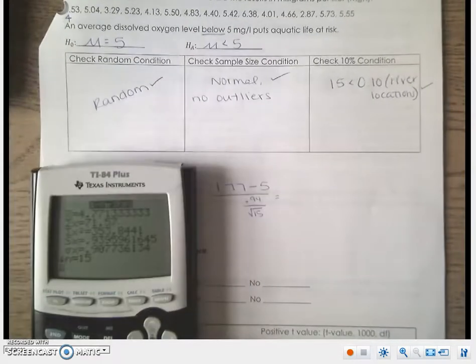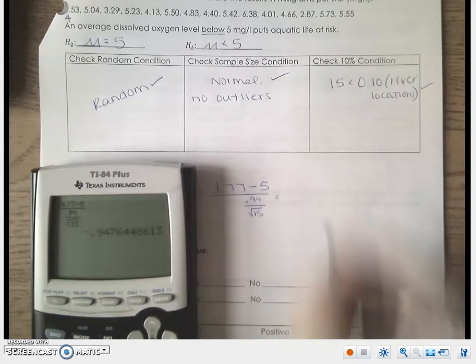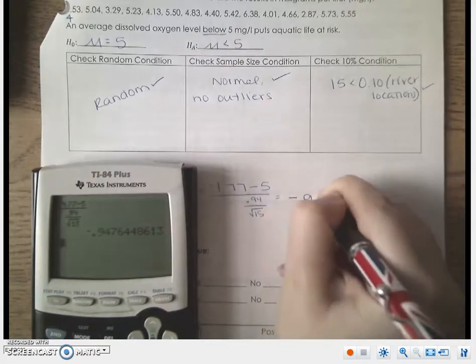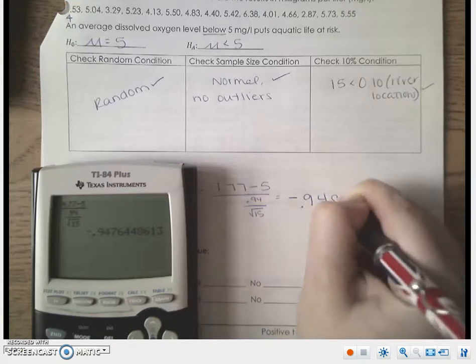So then I can put this into the calculator. So 4.77, let's do a fraction, alpha y equals enter, 4.77 minus 5 over another fraction, 0.94 over the square root of 15, and I get negative 0.948.